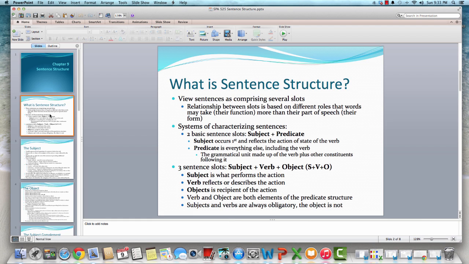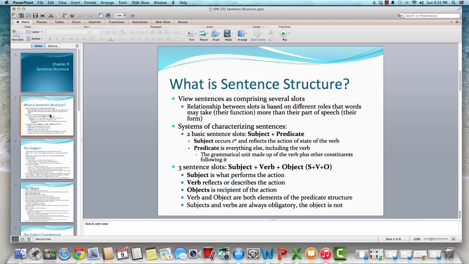So this is the simplest view of sentence structure and essentially the most fundamental, because as we look at the next one, you have the three sentence slot type of sentence characterization, where it's subject, verb, and object. And while this might be more representative of the more complex sentence structures that we have in English, not every sentence is going to have an object, whereas every sentence will have a subject and a predicate. Even if it's a verb standing alone, the subject is assumed. So you cannot have a sentence without a subject and predicate, but you can have a sentence without an object. So this kind of broadens the category.